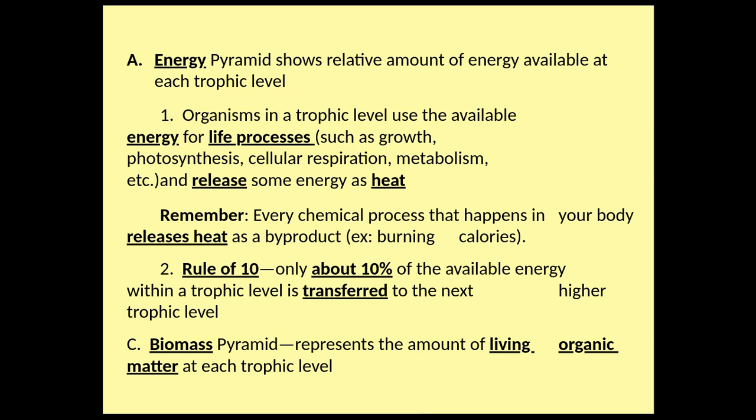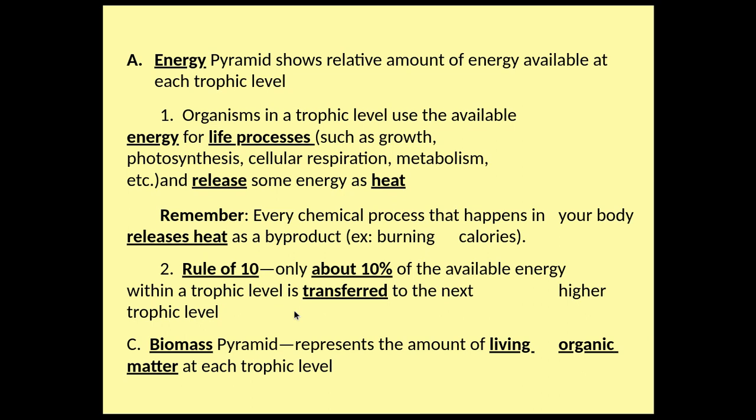So what happens within each trophic level, there's only a certain amount of energy that's transferred to the next level, and that's because most of it is being lost as heat. So in ecological terms, we refer to the rule of 10. Only 10% of the available energy within a trophic level is transferred to the next higher trophic level. So we're going to look at a biomass pyramid and then an energy pyramid.